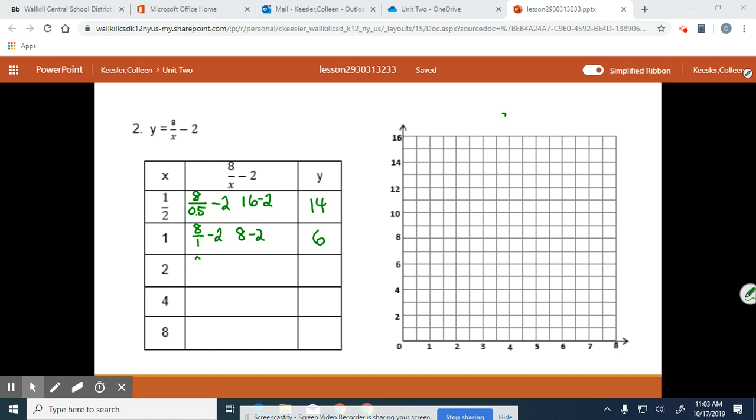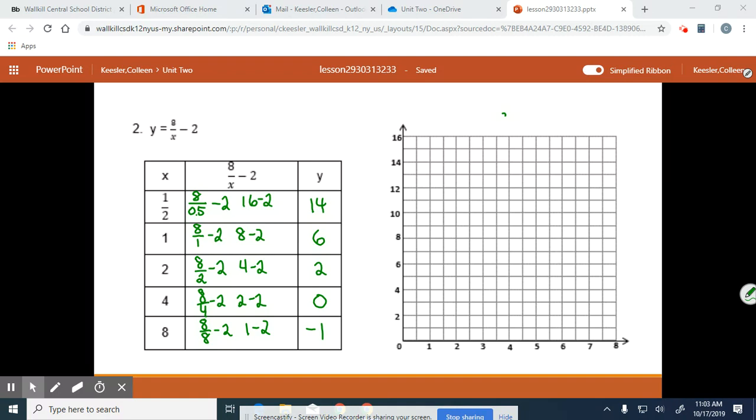Then we can plug in the 2. 8 divided by 2 minus 2 is 4 minus 2, which is 2. Plug in the 4. 8 divided by 4 minus 2 is 2 minus 2, which is 0. And then 8 divided by 8 minus 2 is 1 minus 2, or negative 1. Okay, so now we can plot those coordinates.